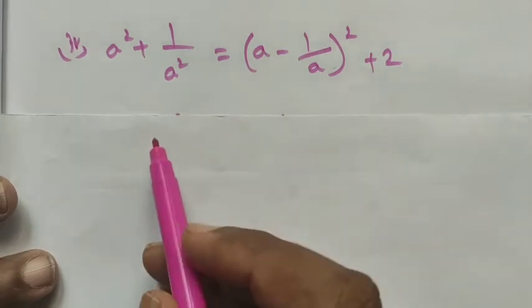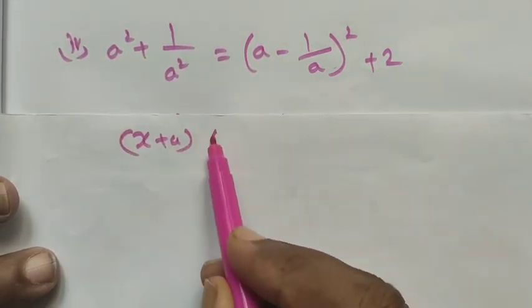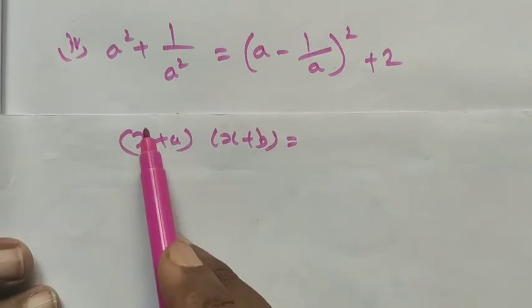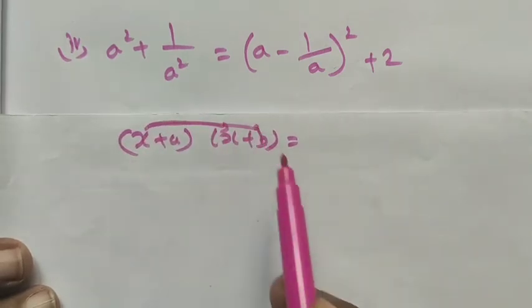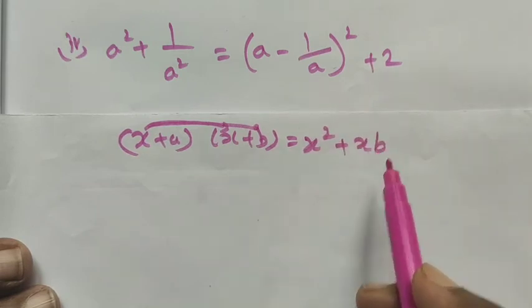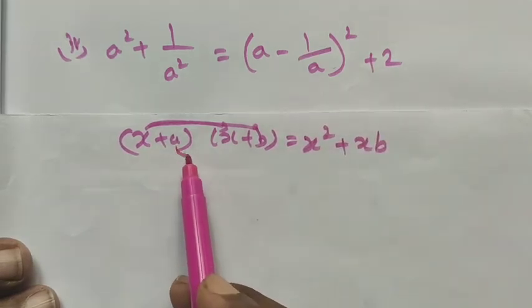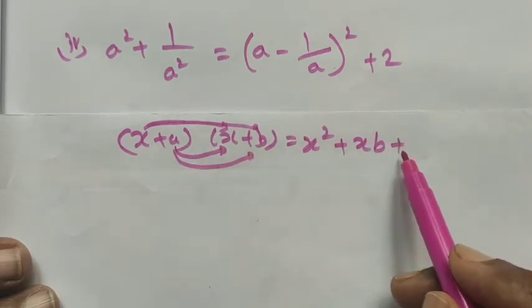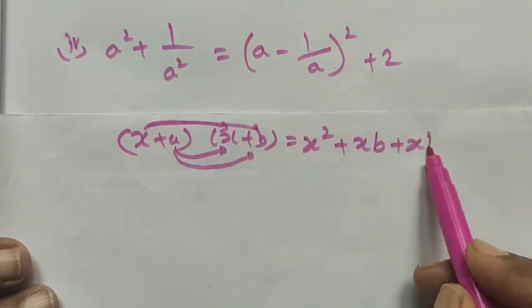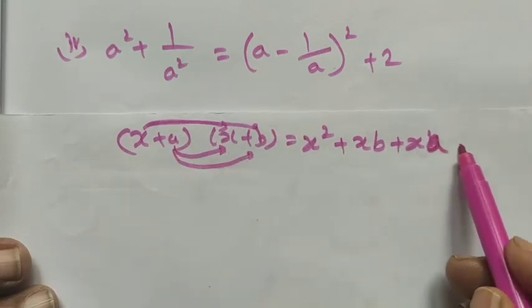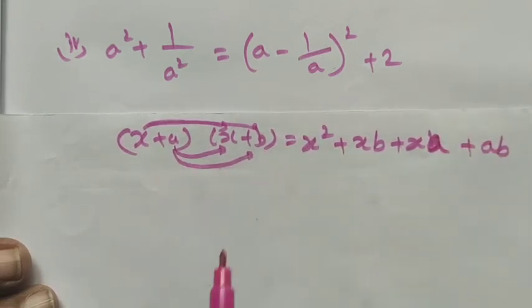See here, just before I told you we can multiply binomial into binomial to find the RHS side. Here x into x, and then x into b. x into x is x square, plus xb or bx, and then this term is multiplied with a and this term is multiplied with b also. Plus a into x is ax or xa, plus a into b is ab.